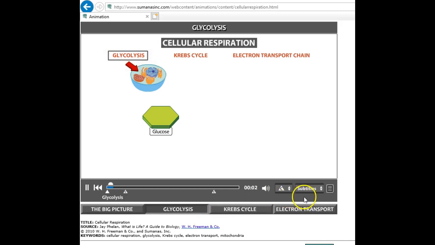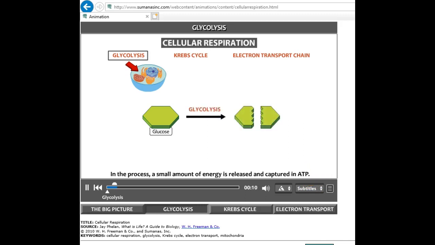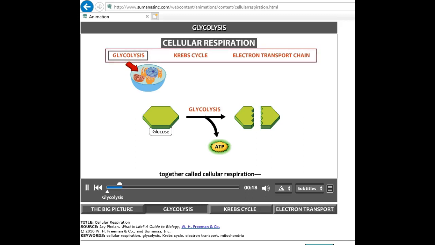Glycolysis is a series of chemical reactions in the cytoplasm of a cell in which glucose is essentially split in half. In the process, a small amount of energy is released and captured in ATP. For many organisms, glycolysis is just the first of 3 steps, together called cellular respiration, in which glucose is completely broken down and used to produce a much larger amount of ATP.